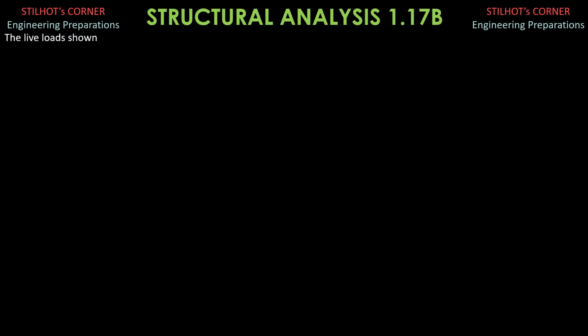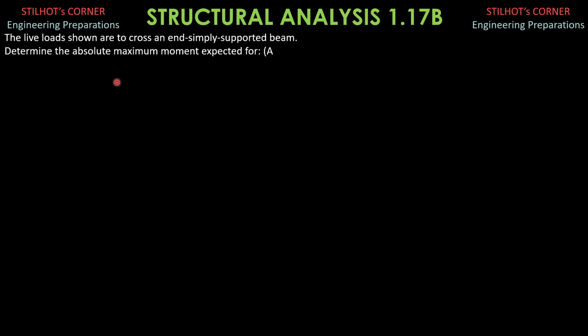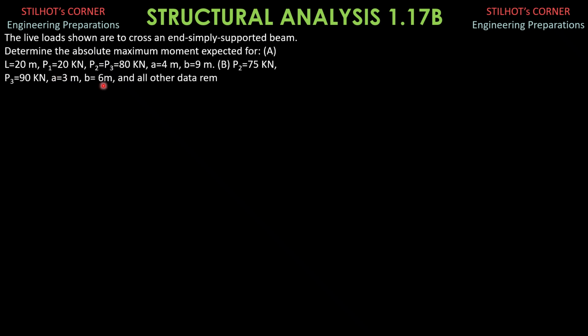Another problem on moving loads. The live loads shown are to cross an end simply supported beam. Determine the absolute maximum moment expected for part A. L is 20 meters, P1 is 20 kilonewtons, P2 equals P3 equals 80 kilonewtons. A is 4 meters, B is 9 meters. And in part B, P2 is 75 kilonewtons, P3 is 90 kilonewtons, A is 3 meters, B is 6 meters, and all other data remain unchanged.